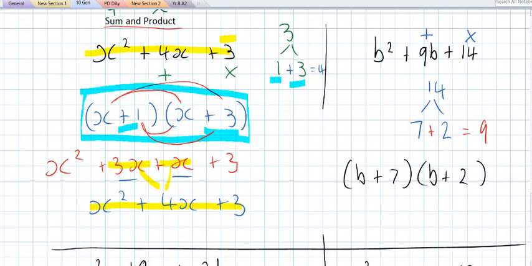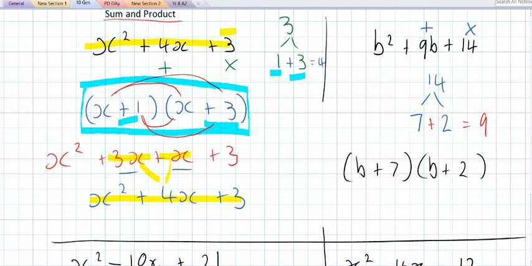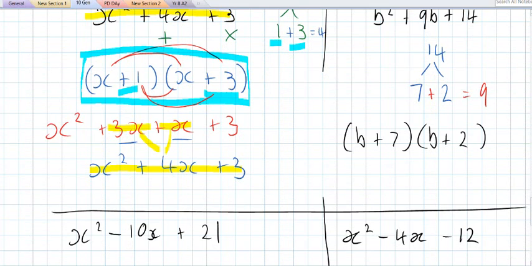Alright, scrolling down. Oh, this is a double lesson. While people are still copying those, have a look at the next two and write the next two. And we're going to factorise them. And watch the negatives.